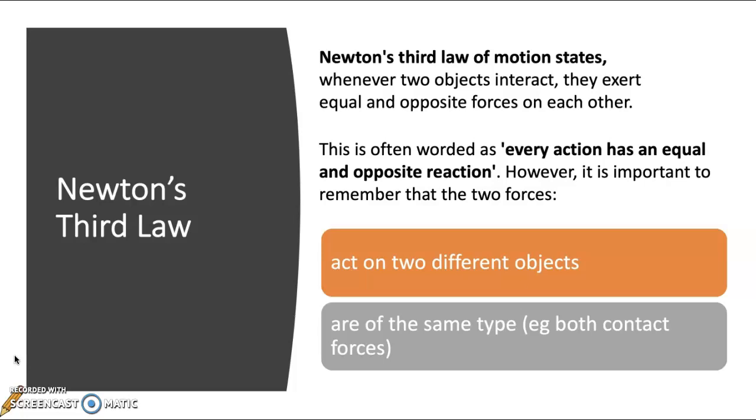This slide now is looking at Newton's third law. Newton's third law of motion states that whenever 2 objects interact, they exert equal and opposite forces on each other. Now, this is often worded as every action has an equal and opposite reaction. However, it is important to remember that the 2 forces act on 2 different objects and are of the same type. For example, they are both contact forces. Remember, you need to note these down in your notes as well. The pencil is in the bottom left-hand corner.